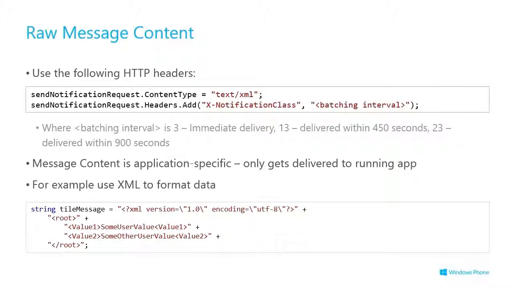And in this case, delivered within 450 seconds. And then you can set immediate delivery, and then the batching intervals for immediate, or delivered within 450 or delivered within 900 is the batching that you choose from. So obviously you could send a little bit more or a lot more.